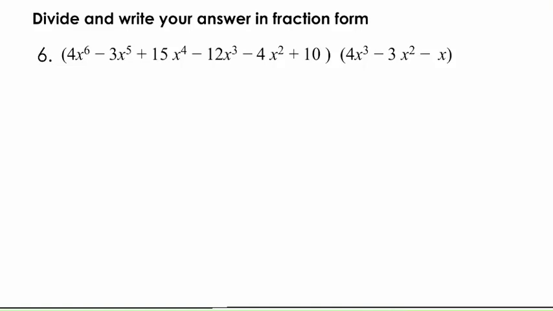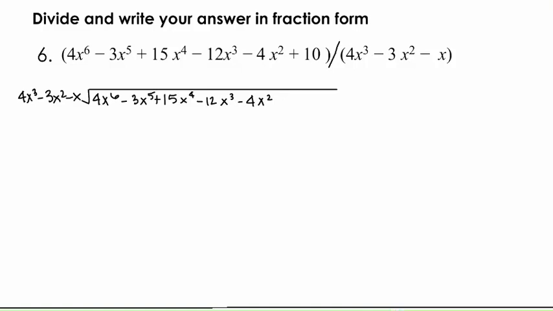So we are looking at question 6 on the dividing polynomials using synthetic division worksheet for MAC 1140 pre-calculus. It is asking us to divide and write our answer in fraction form, and we are given 4x^6 minus 3x^5 plus 15x^4 minus 12x^3 minus 4x^2 plus 10 divided by 4x^3 minus 3x^2 minus x. So let's go ahead and set up our synthetic division.